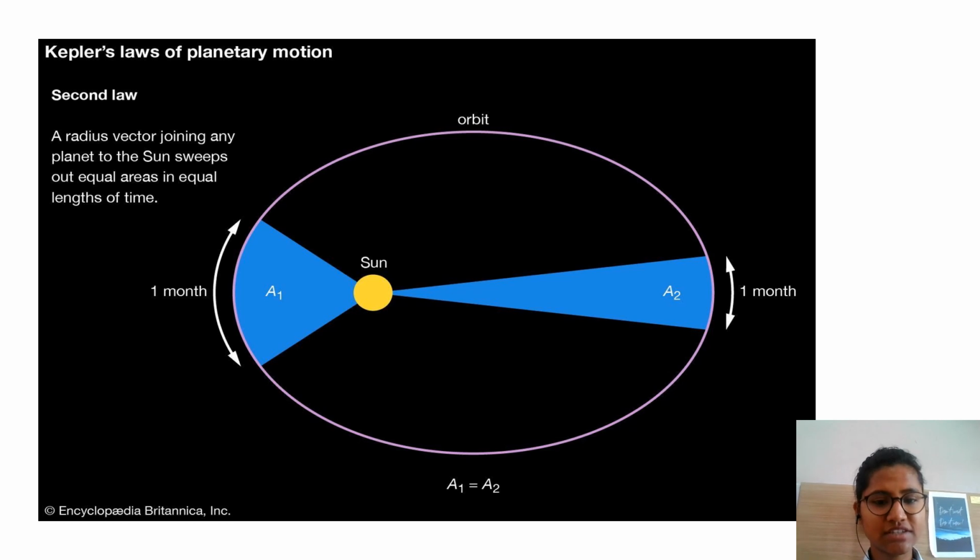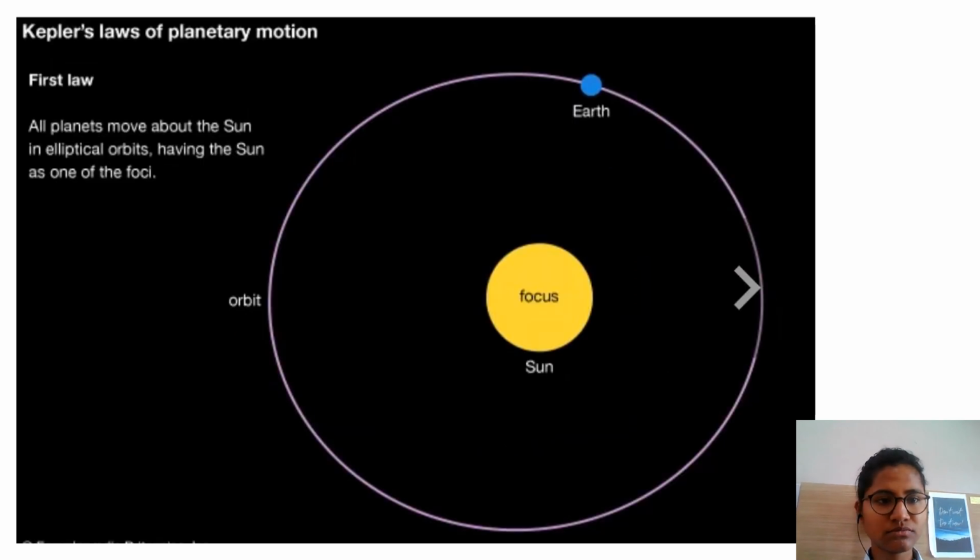Here you can see that suppose this is area A1 and this is area A2, they sweep the same area within an equal amount of time. It will take 1 month for this area, and it will also take 1 month for this area. So that means area A1 is equal to area A2.